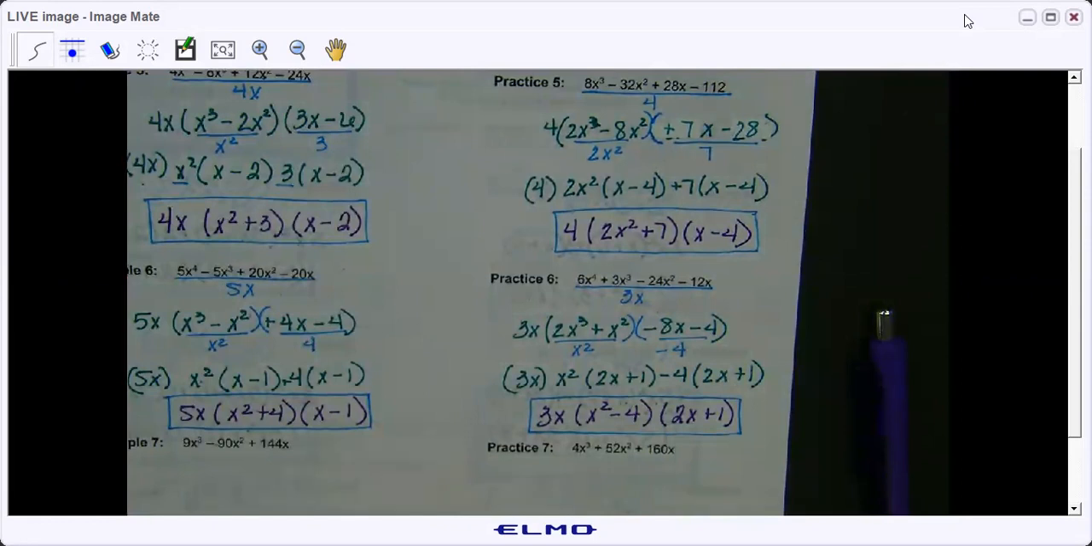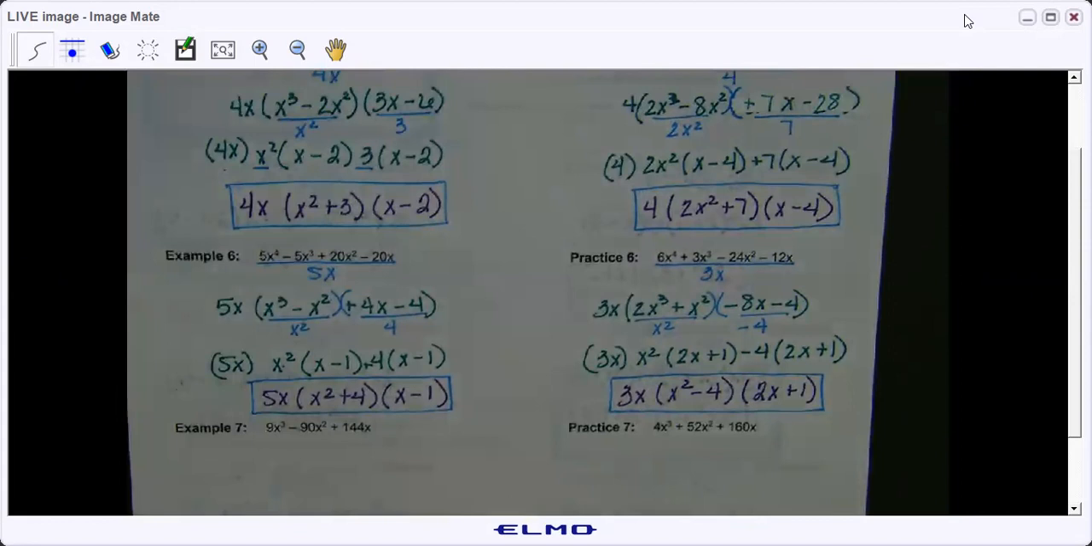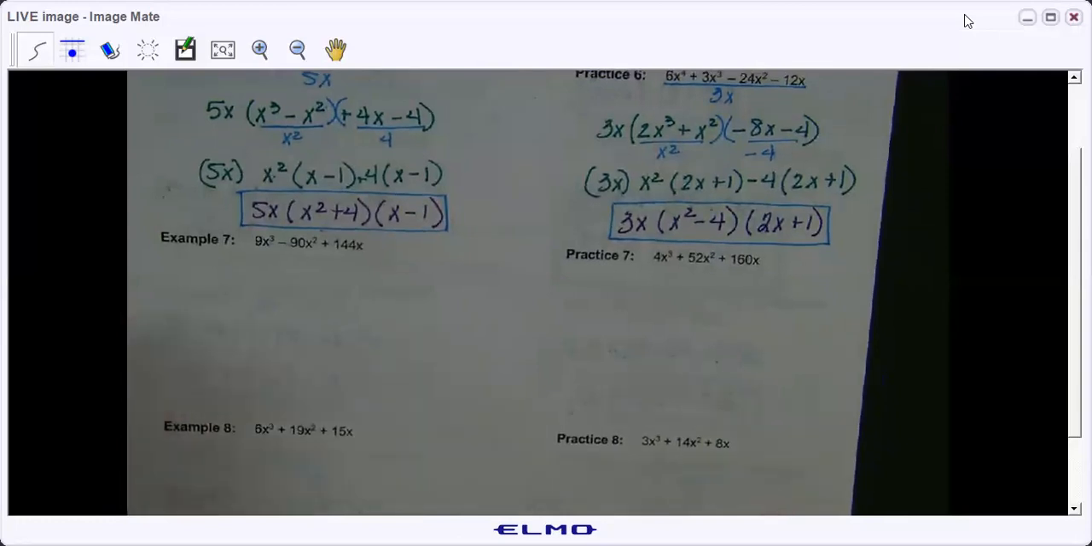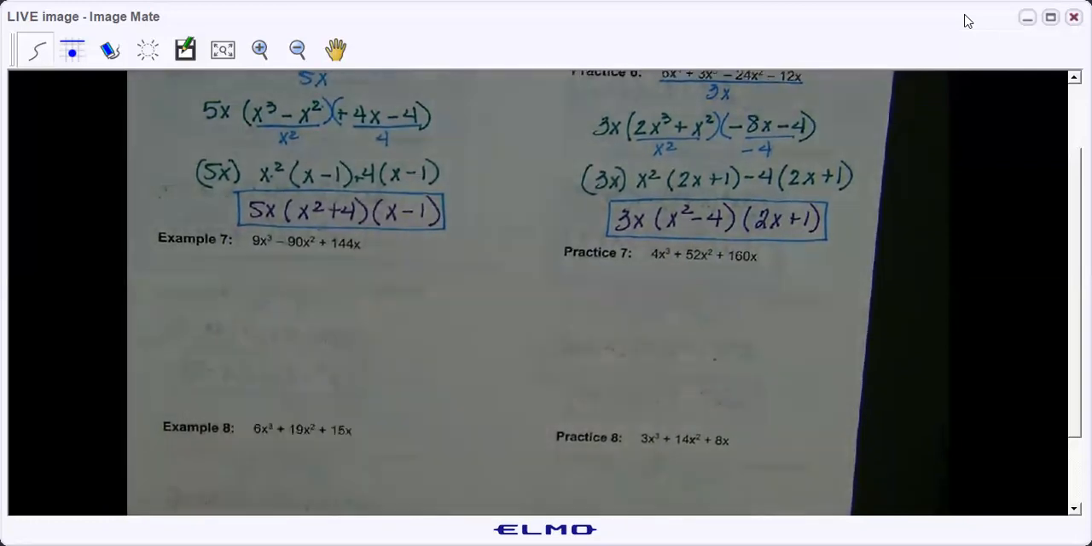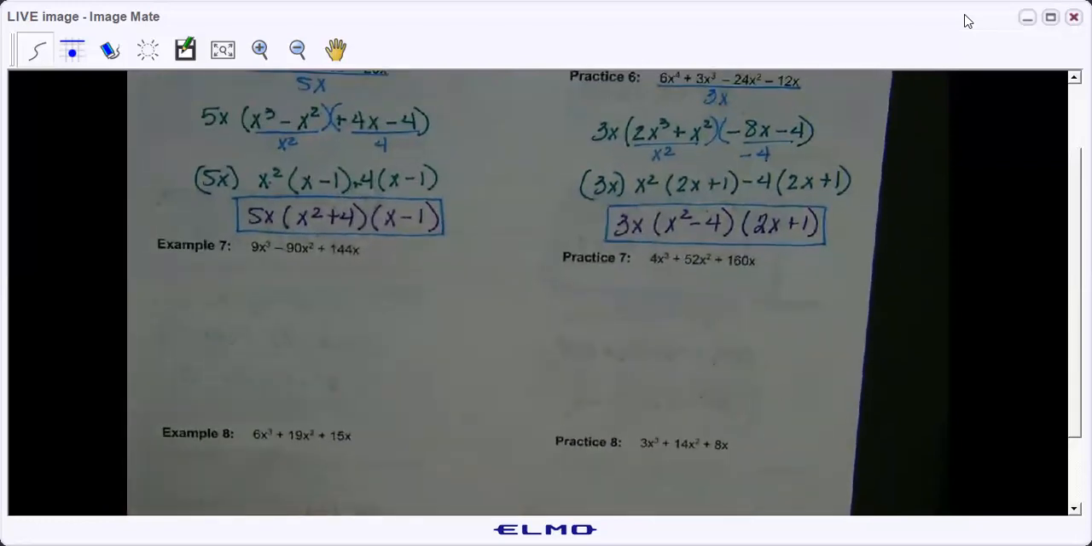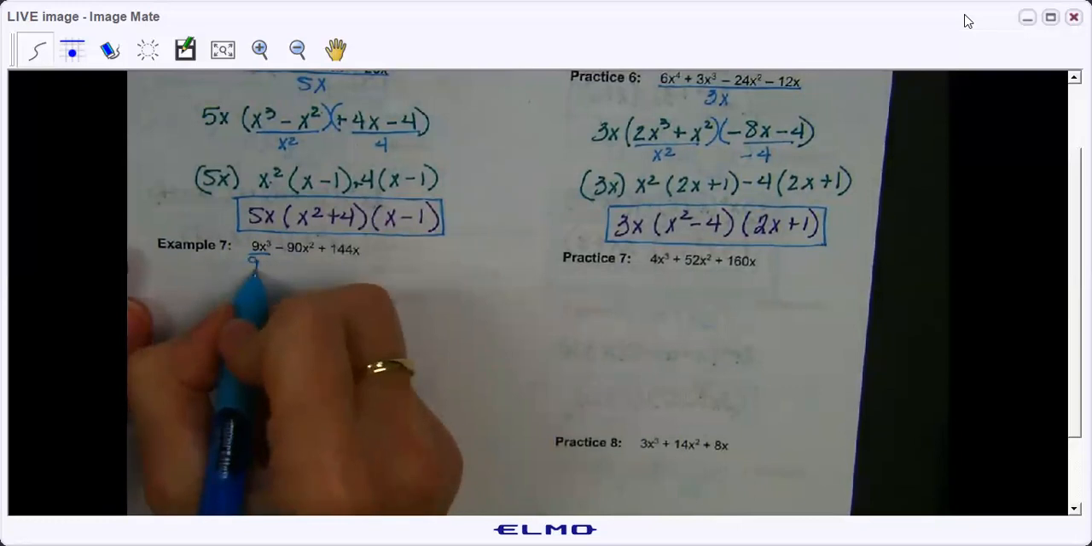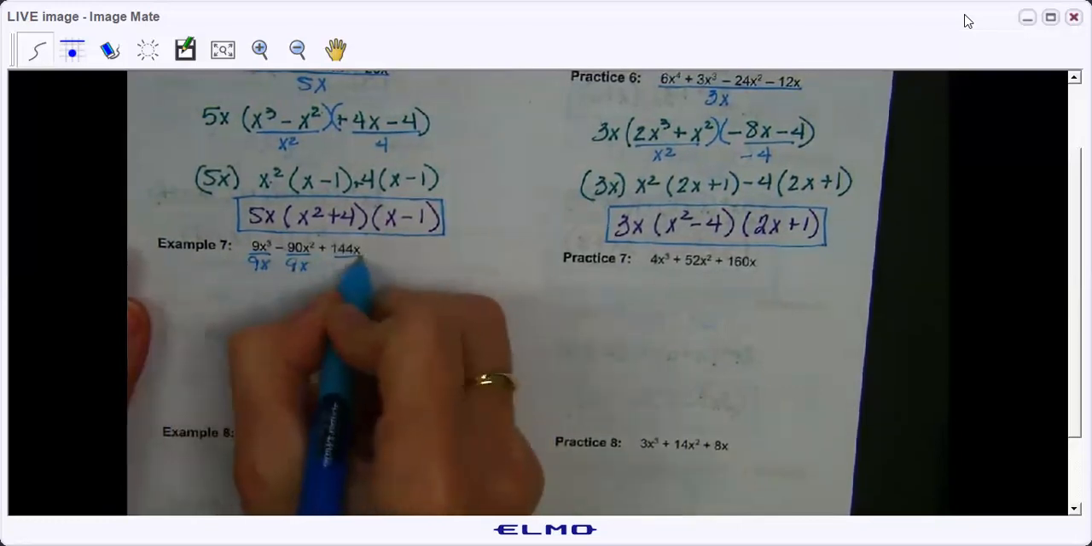Okay, we are now going to look at some different types of situations. You'll see that the next 3 are all trinomials. But the process is the same. You're going to factor out a greatest common factor first, then factor the trinomial as we have in the past. So let's look at example 7. The greatest common factor here, some people may look at this and say, oh, well, there's not a greatest common factor because 144 isn't divisible by 9, but it is. So in this case, this entire thing can be divided by 9x, okay?